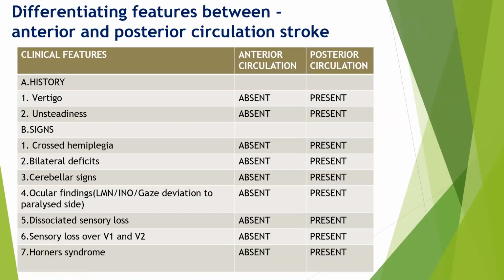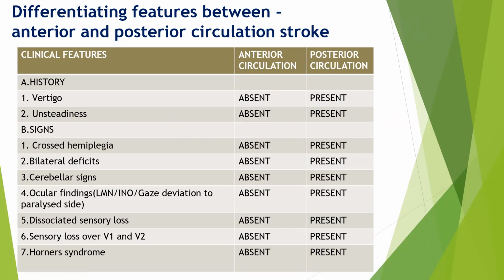So how to differentiate clinically between anterior circulation and posterior circulation? Whenever the patient complains of vertigo, vomiting, giddiness, and uncertainty, ataxia of gait, everything is common only in posterior circulation. It won't be present in anterior circulation. Signs: crossed hemiplegia, for example, that means patient will have cranial nerve palsy on one side and hemiplegia on the opposite side.